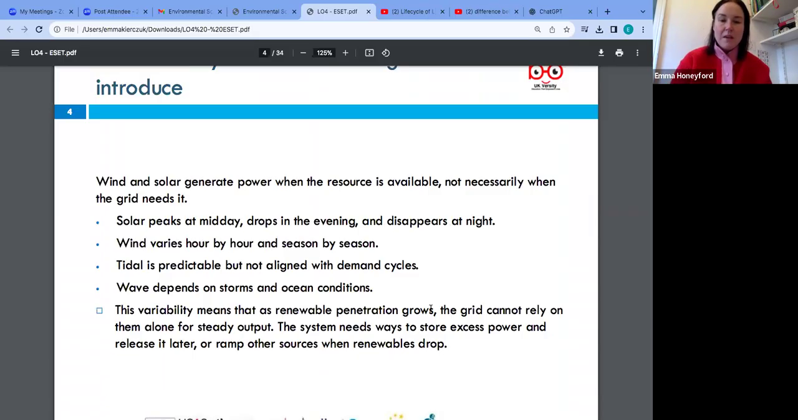When we think about solar energy, it peaks at midday, drops in the evening and disappears at night. Wind varies hour by hour.